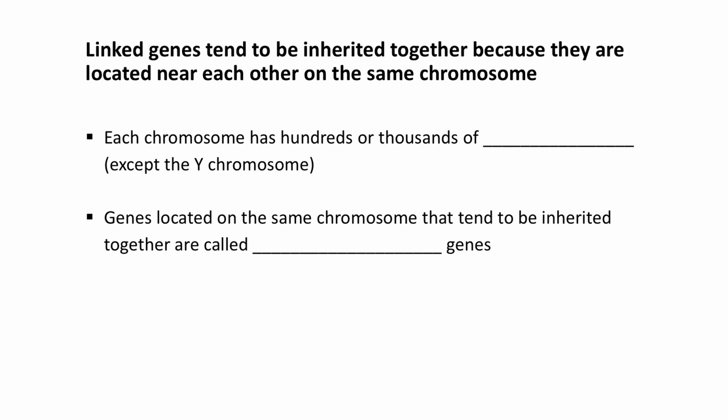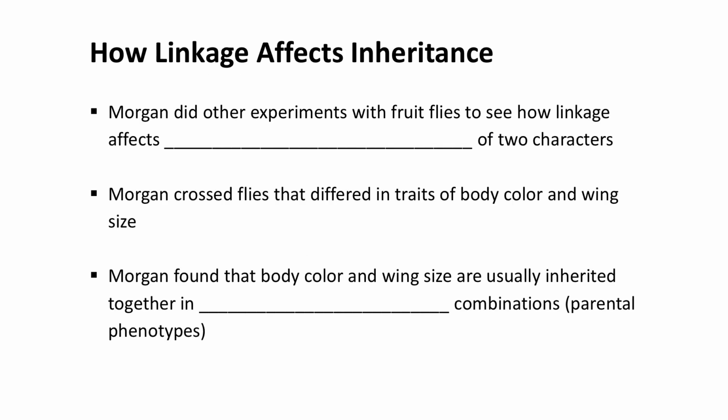Linked genes tend to be inherited together because they are located near each other on the same chromosome. Each chromosome has hundreds or thousands of genes, except the Y chromosome. Genes located on the same chromosome that tend to be inherited together are called linked genes. Let's take a look at how linkage affects inheritance. Morgan did other experiments with fruit flies to see how the linkage affects inheritance of the 2 characters.